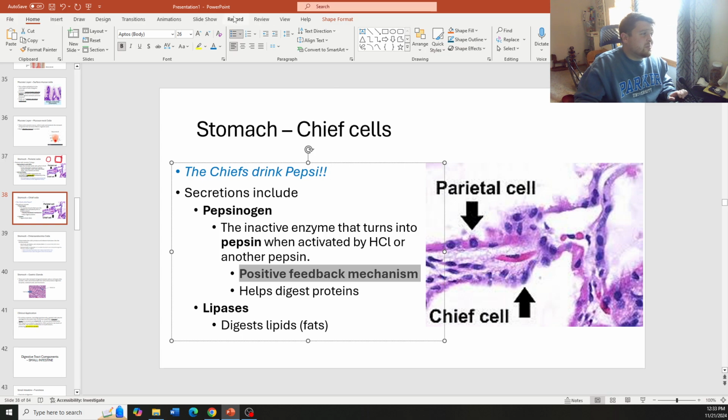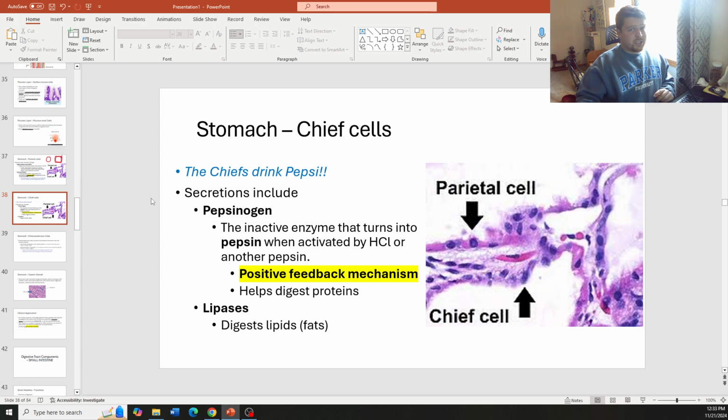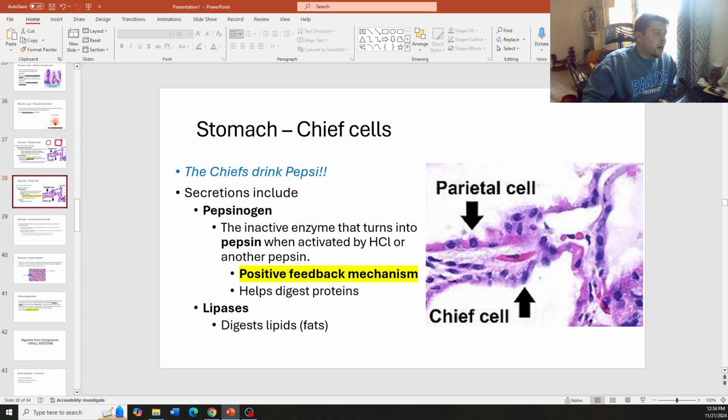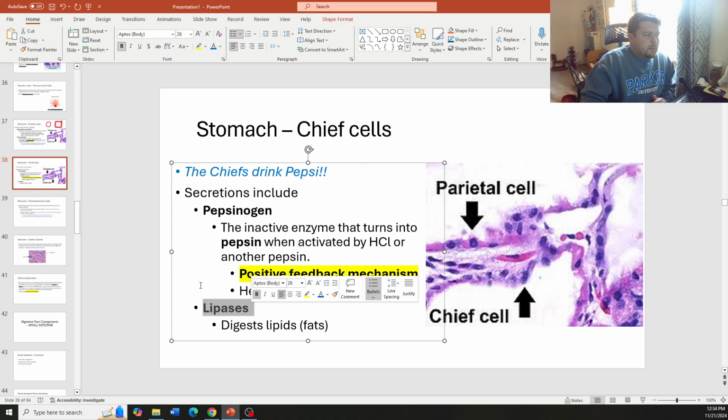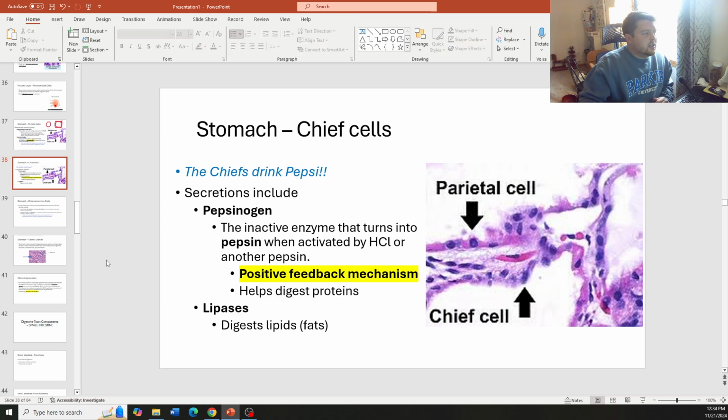Enough that if I was a professor, I would probably throw that in as a question, just because I think it's a really good one to ask. Okay, chief cells also release some lipases, which start to digest the fats.